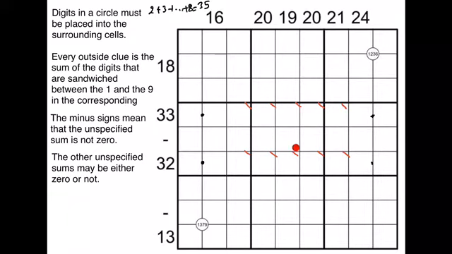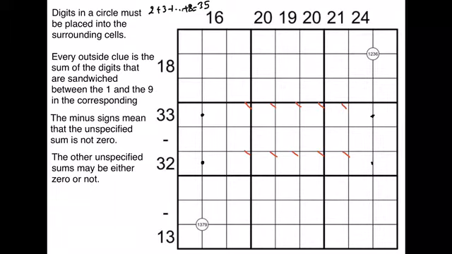Where has my pointer gone? Oh, there it is. Let's look at this 3x3 block. We know that there must be a 1 and a 9 in this 3x3 block, and they can't be here or there. So they have to be among those cells. And here, this clue comes into play.